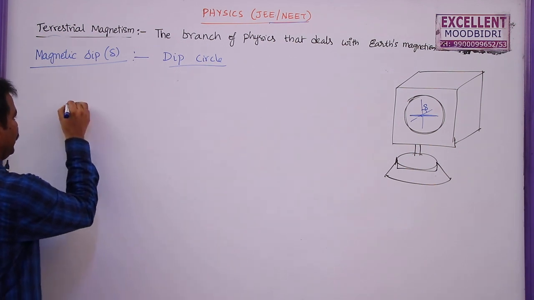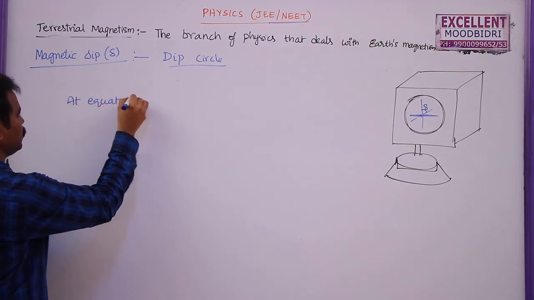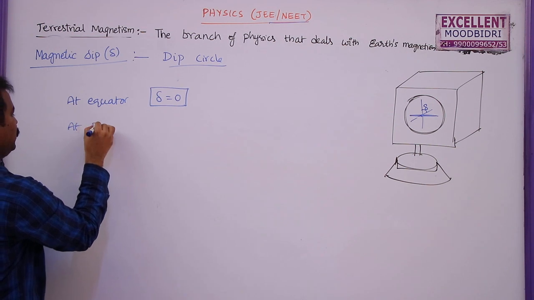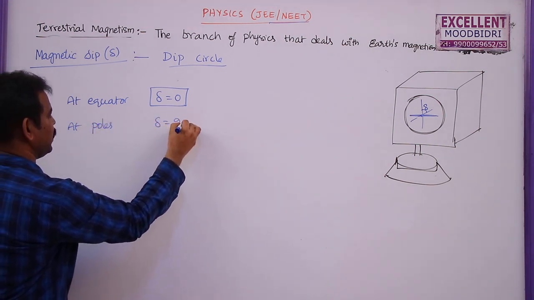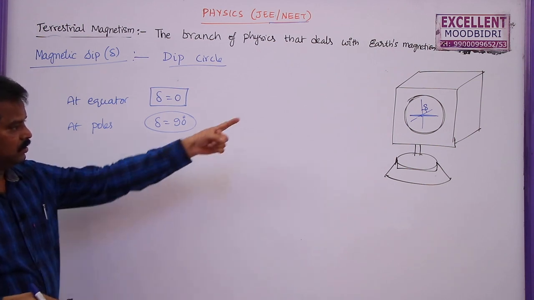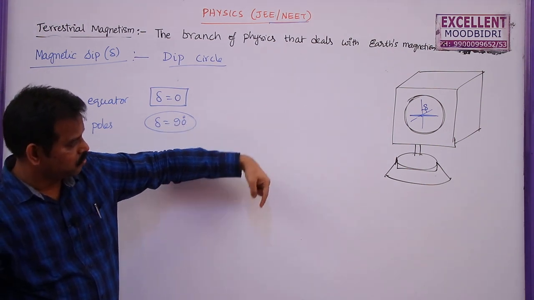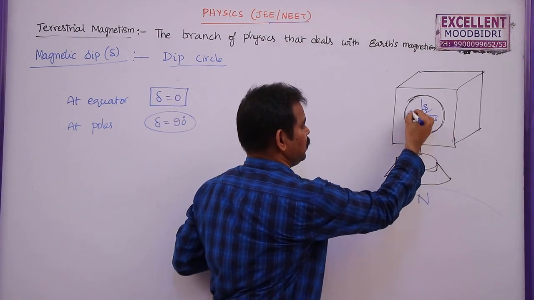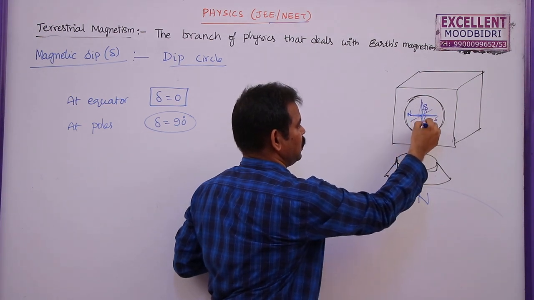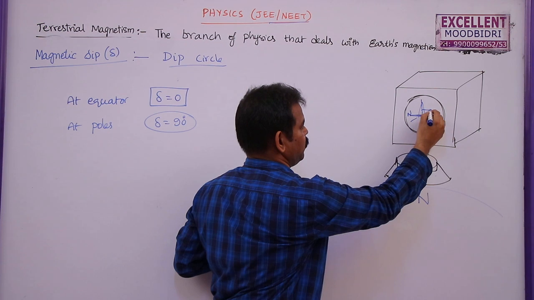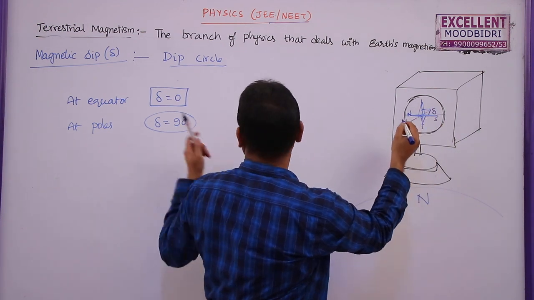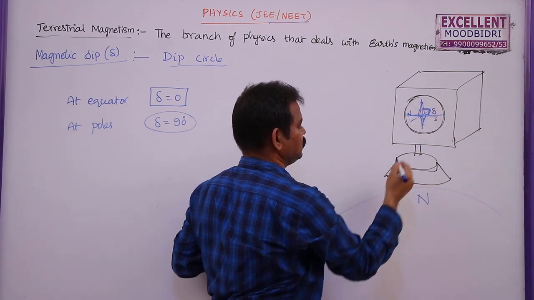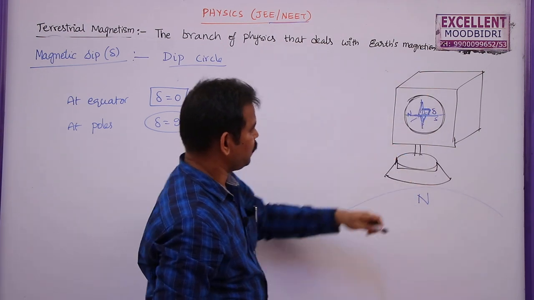So it is found that at the equator, the dip angle is 0, whereas at the poles, the dip angle is 90 degrees. Why? Because the needle will point in the vertical direction. Let us say this is the north pole of our Earth. The south pole of this needle will come down and it will be in the vertical direction. The angle made with the horizontal is called δ here. Now this will come in the vertical direction. The angle made with the horizontal is called the dip angle. So now the angle is 90.